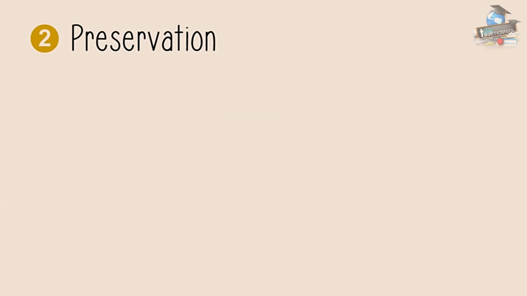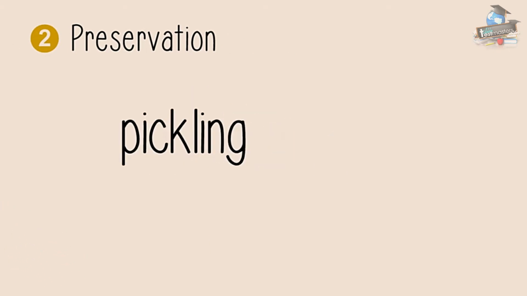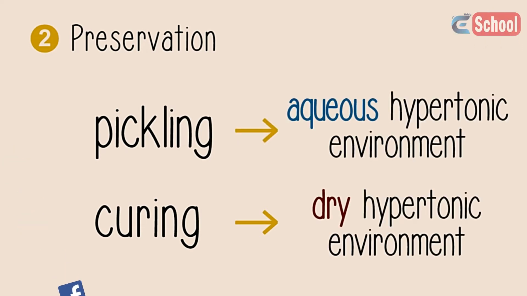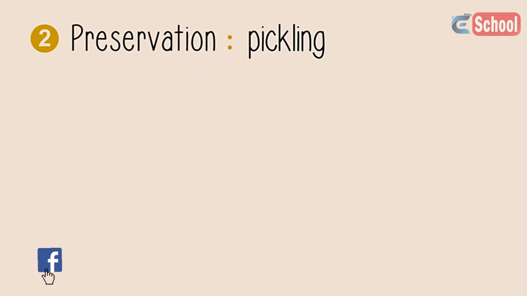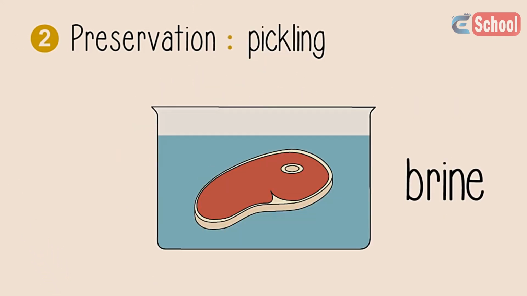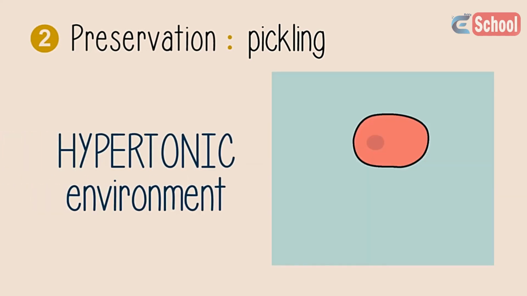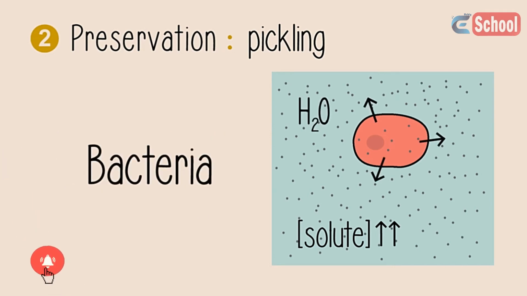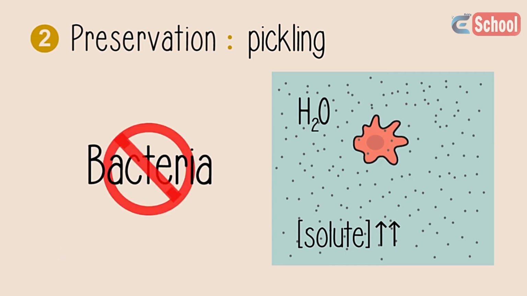Food can also be preserved by pickling. Curing is done by creating a dry environment, whereas this pickling process is done in an aqueous environment. This is done by placing the food item in brine or salty water. The same idea occurs here. A hypertonic environment is created, osmotic pressure is increased. This draws water out of bacteria cells, thereby killing them.